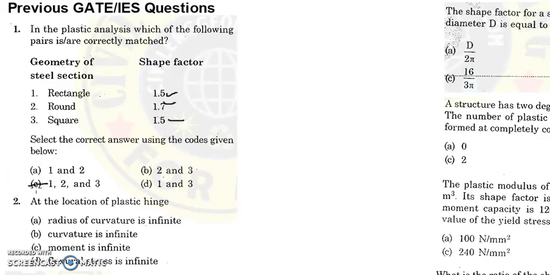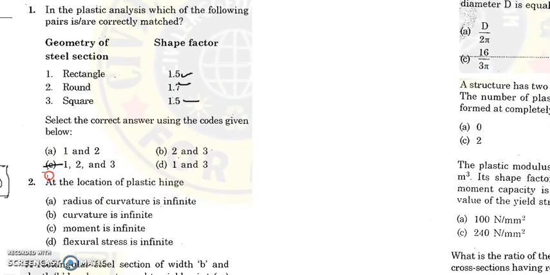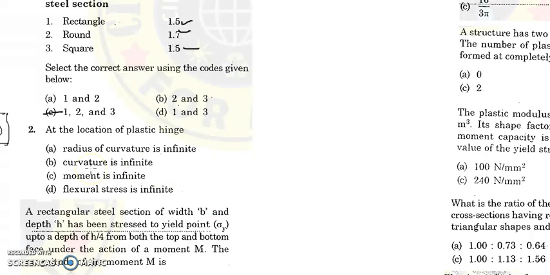At the location of plastic hinge, what is it? Radius of curvature is infinite, moment is infinite, flexure stress is infinite. Okay, it's not, but radius of curvature is infinite. So the answer is C. You cannot have an infinite moment, and you also cannot have an infinite flexure stress.